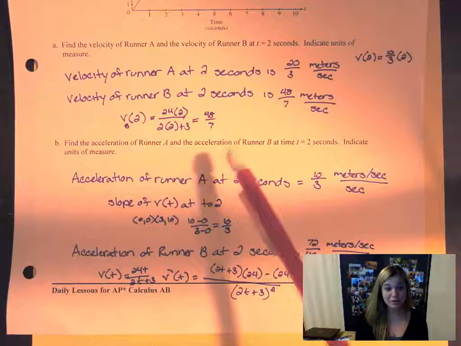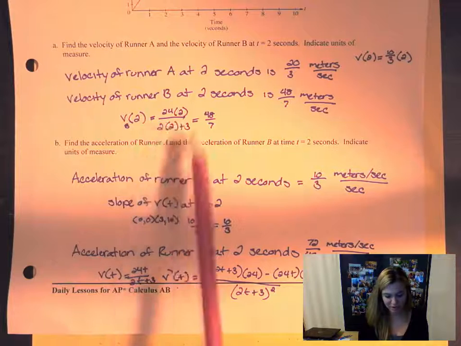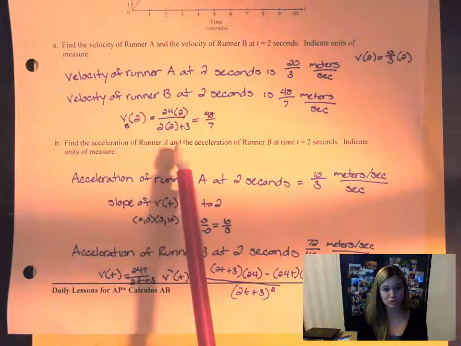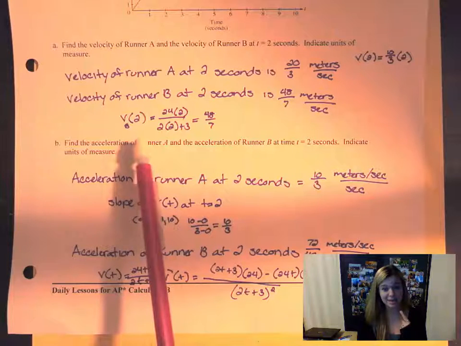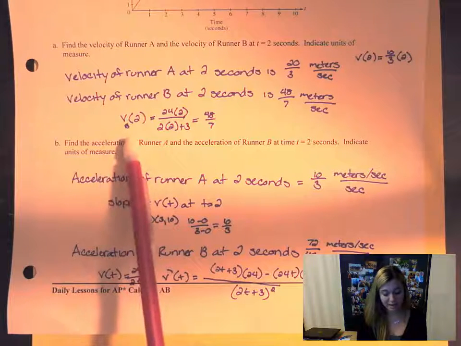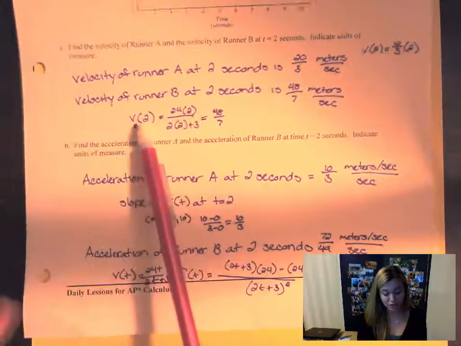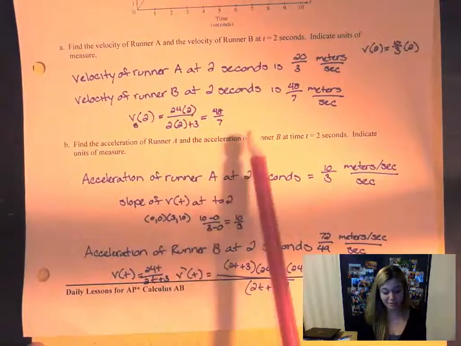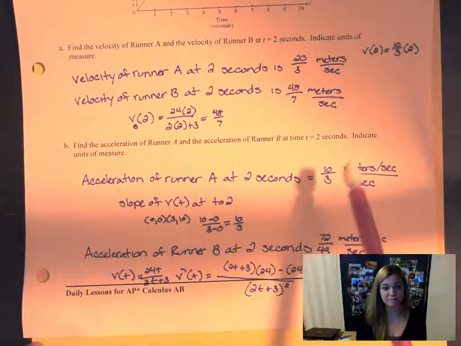For the velocity of runner B, we had this given as v of t is equal to 24t over 2t plus 3. I just put the velocity of runner B at time 2, and substitute it in. And you get 48 over 7. Make sure to include units. This would be meters per second.